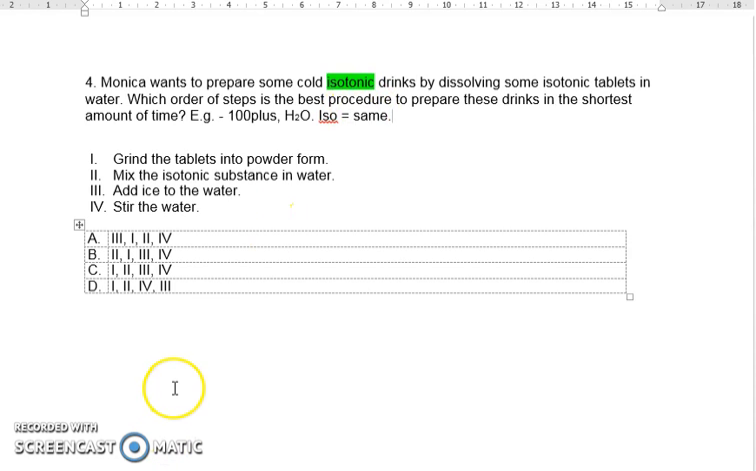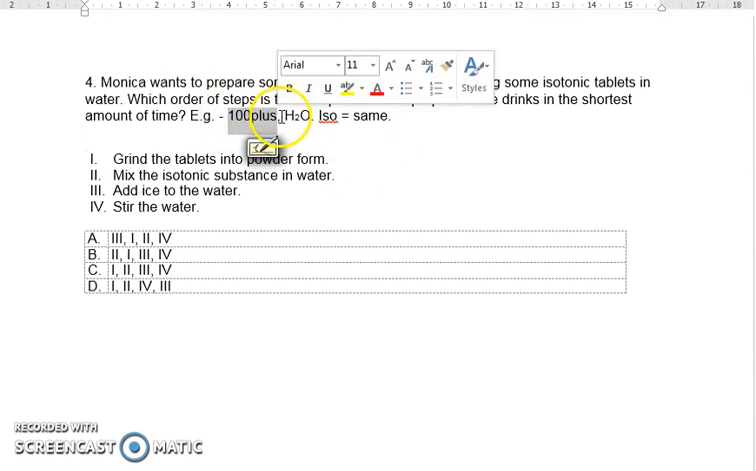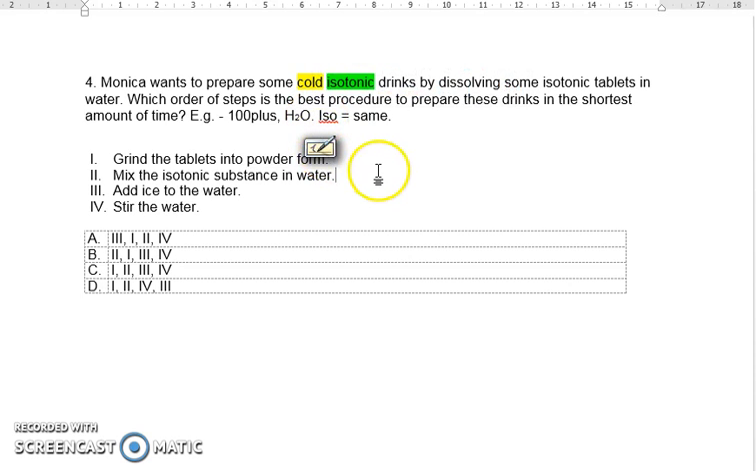So we are looking at preparing this drink in the shortest amount of time. But if you look at the question, the final product must be a cold isotonic drink. Now, I don't think you would like to drink hot 100 plus or hot H2O, right? So we are going to prepare a cold isotonic drink.